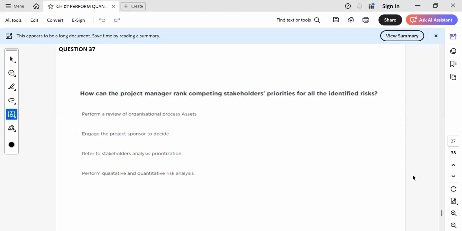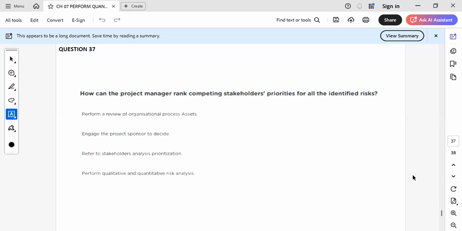See, we are prioritizing the stakeholders based on their priorities for the risks. Which risks do stakeholders give priority? Which risks do stakeholders give competing priorities? For the stakeholders, which risks are high risk, second high, third high, fourth high, medium? That we have to describe here.